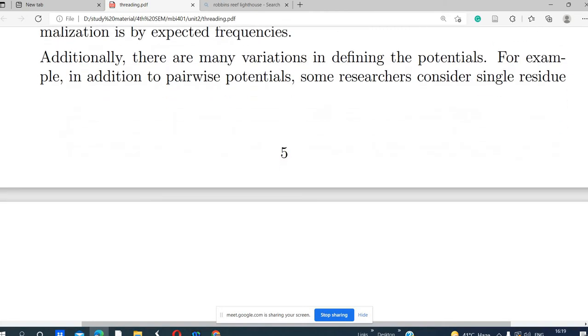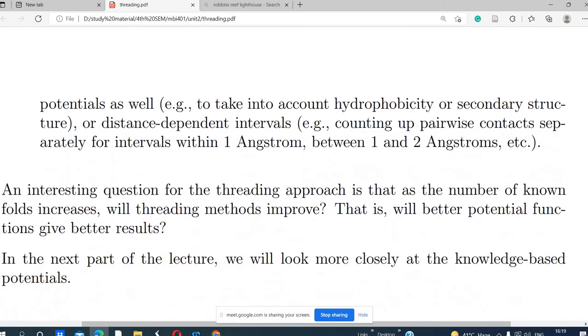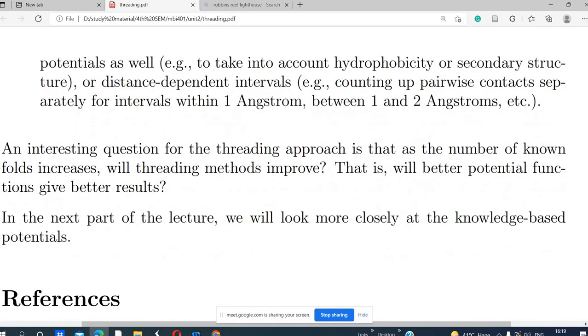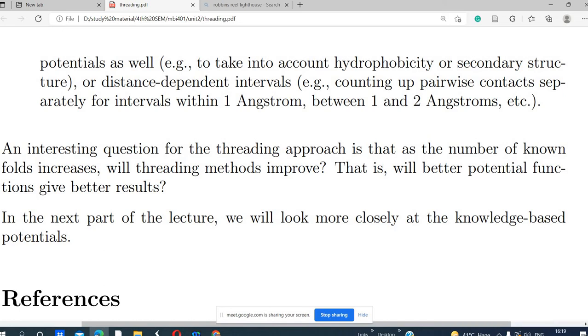It is done by the expected frequency. Additionally, there are many variations in defining the potential. For example, in addition to pairwise potentials, some researchers consider single residue potentials, in which we take into account hydrophobicity, secondary structure or distance dependent intervals. In this method it is important to count pairwise contacts separately for intervals within a range. So pairwise interaction, pairwise contact, is important.